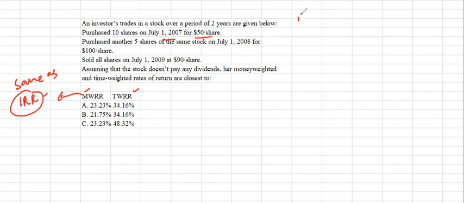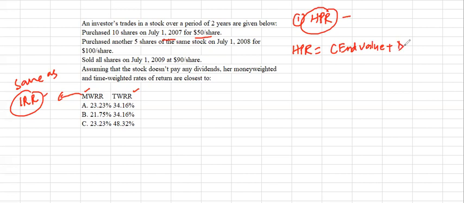So there are two steps. First, we have to calculate the HPR. So we would be calculating that holding period rate of return. Now for the holding period rate of return, if you know the formula, HPR is equivalent to ending value plus dividend minus beginning value divided by beginning value, right?